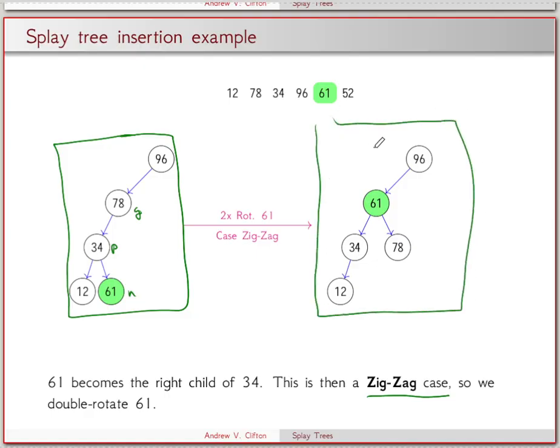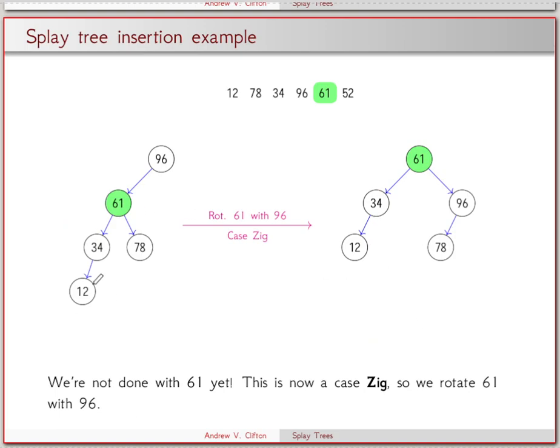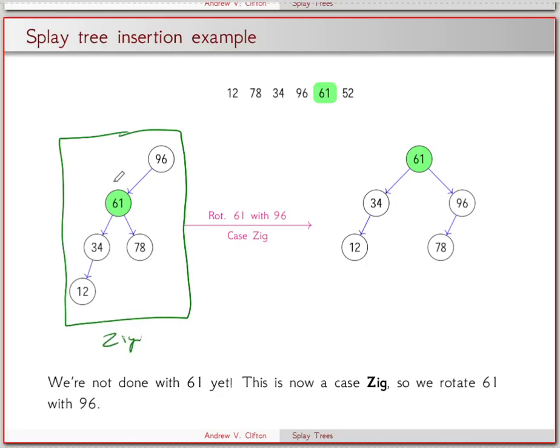Now here's the thing: we're not done with 61 yet. Remember, the loop runs as long as the node is not the root, and 61 is not the root yet. So I'm not just going to do one manipulation here. I'm going to ask, what case is this? This is a zig case. What do we do for a zig? We rotate 61 up with 96. So this is the final tree after inserting 61. We had to do two cases to get it there.